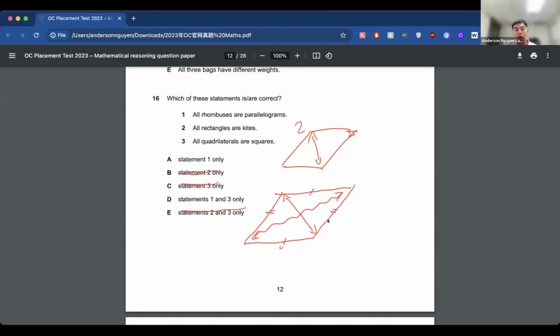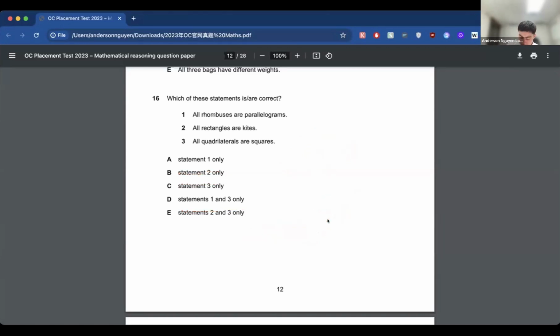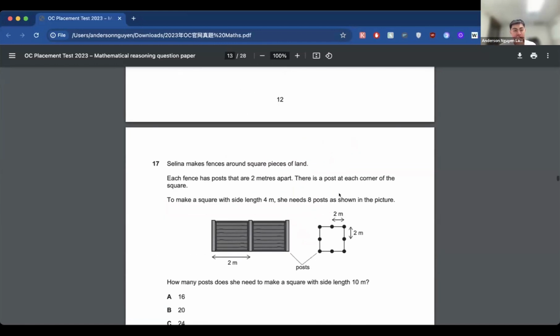And 3, all quadrilaterals are squares. That's not the case. Remember, quadrilaterals are shapes with 4 sides. What if I have a trapezium? Does that look like a square to you guys? Not really, right? It's that all squares are quadrilaterals because all of them have 4 sides, but not the other way around, because square is more specific. Quadrilaterals are very broad. Okay. So if it was the other way around, it'd be right. But since it's not, 3 is also wrong. So only 1 is correct. A is your answer. All right, on to question 17.